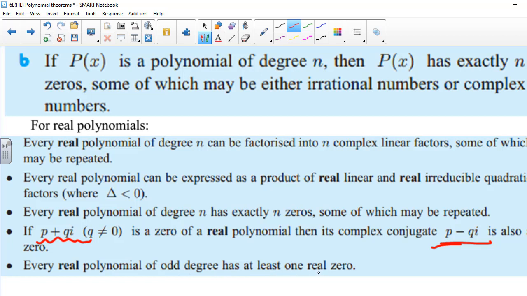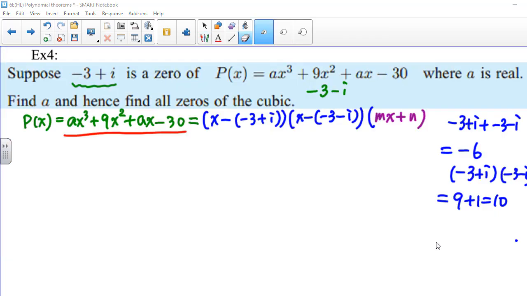So for example, a cubic polynomial function must have 3 zeros. Since complex zeros have to occur in a pair, the third zero must be a real root, a real zero. Let's look at how we can apply the fundamental theorem of algebra in solving the problem in example 4. Let's look at example 4 first.